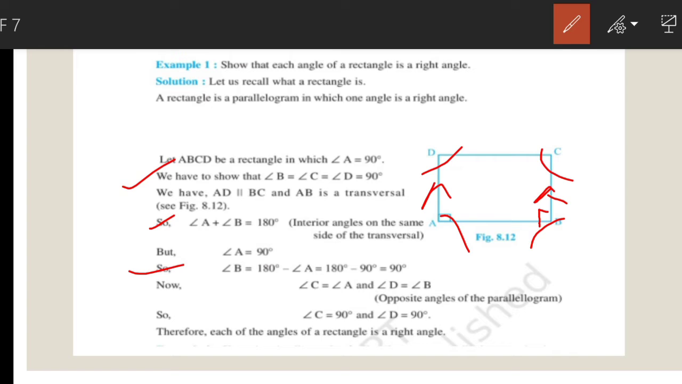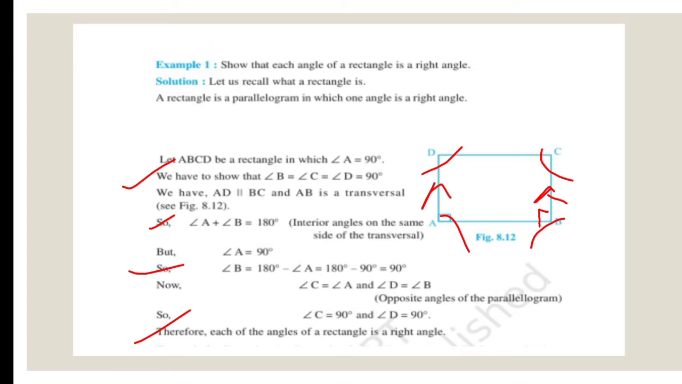So opposite angles of a parallelogram are equal. We are using this theorem. Therefore, each of the angles in a rectangle is a right angle. So this is how, using the theorems of quadrilaterals, we proved that each angle of a rectangle is 90 degrees.